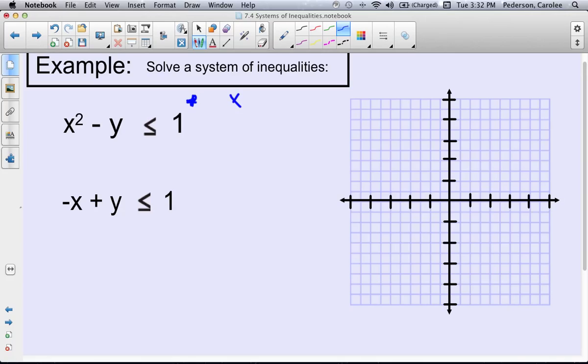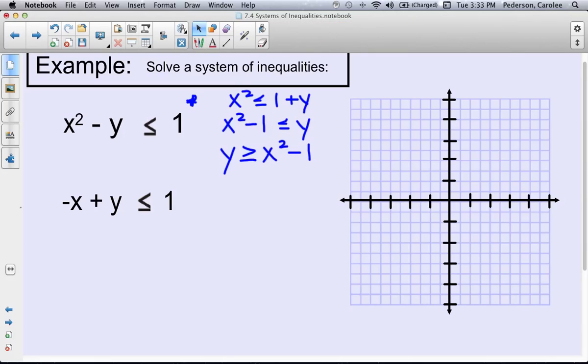So I'm going to add a y to both sides. And then I'm going to subtract a 1 from both sides. Now I tend to like to write my y first, then watch your inequality direction. The inequality is eating the variable y, and then I have x squared minus 1.